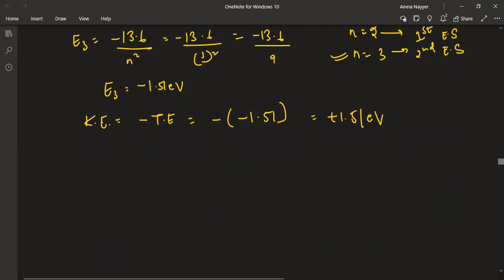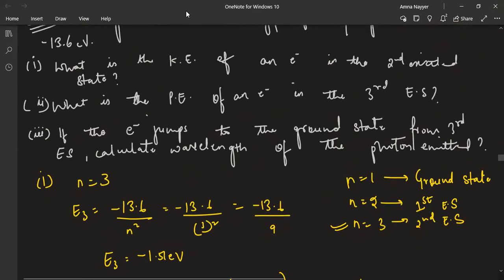Same way, it is asking the potential energy of the electron in the third excited state. Now, can you all answer what will be n in the third excited state? N for the third excited state. Sakina, can you try now? Yes, ma'am. So the third excited state will be, n will be? See, n is 2 for the first excited state. The third excited state should be? Ma'am, 4. Just increase it by 1. Increase the number by 1. The third excited state will be 4.